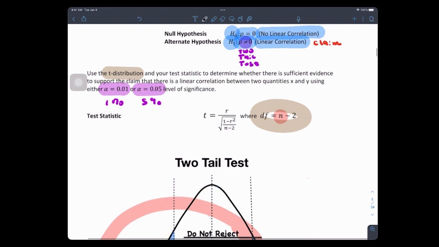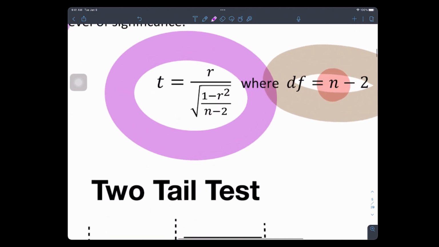You do have a test statistic, but like I said, this is the old formula. We don't use this. We use the TI calculator. In the old days, you computed R, and then you computed the test statistic. Not anymore. What do you guys do? TI.